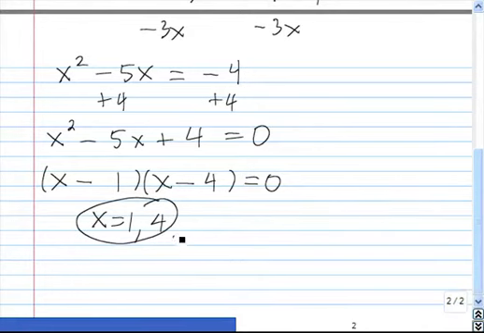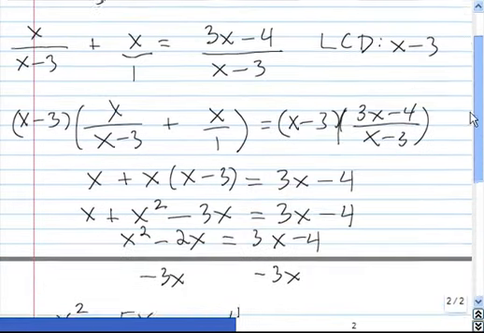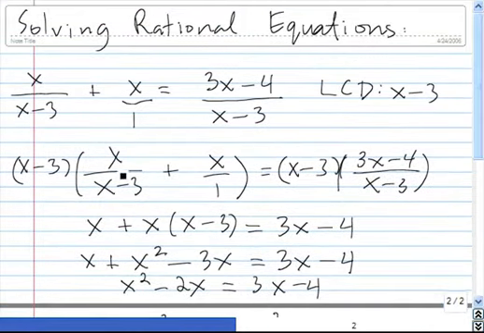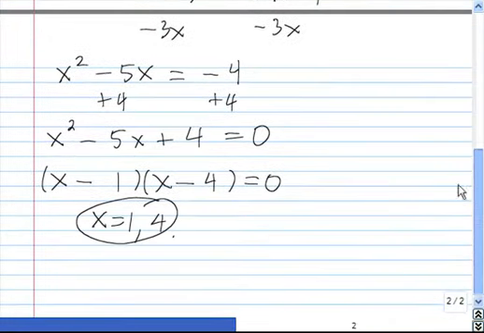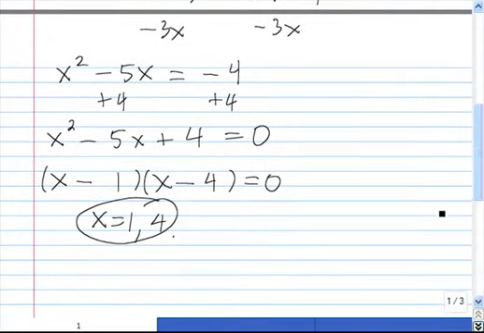What we need to do now is to check to make sure both of these solutions work. Okay, we need to check for extraneous solutions. In order to do that, we need to plug both of them back into the original equation, which was x over x minus 3 plus x over 1 equals 3x minus 4 divided by x minus 3. I'll let you guys do that on your own. Okay, let's do another one.